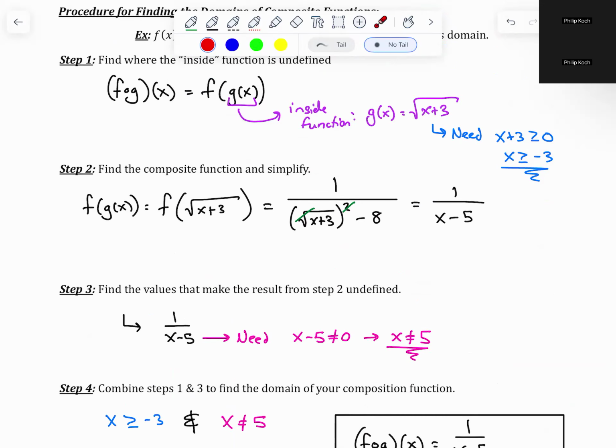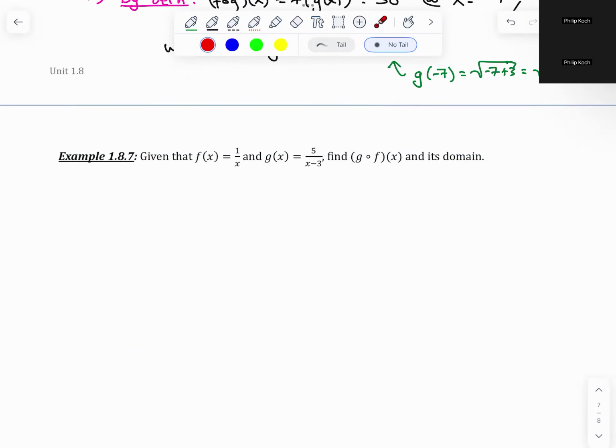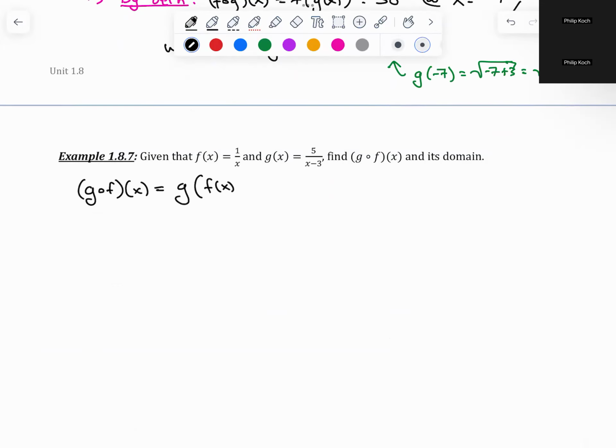Okay. So let's do another example to kind of bring it home. Given that f of x is equal to 1 over x and g of x is equal to 5 over x minus 3, find g composed with f of x and its domain. So g composed with f of x is by definition g of f of x.